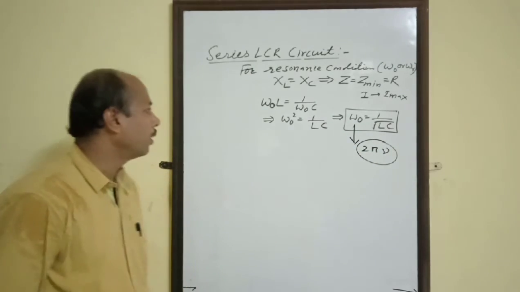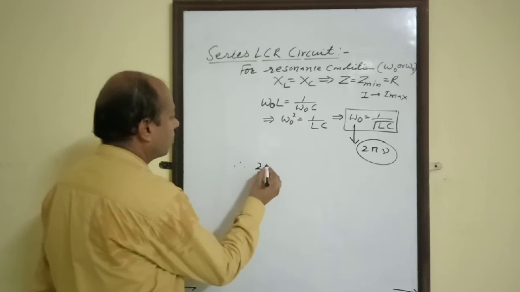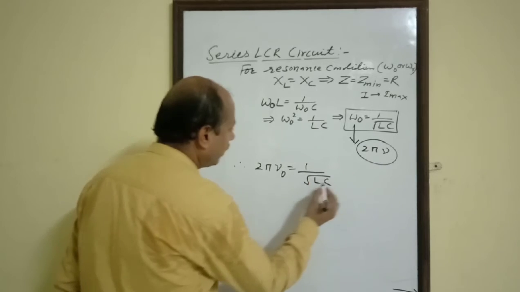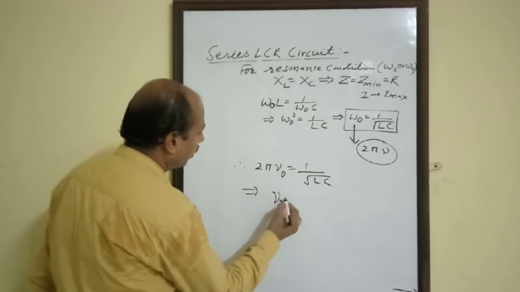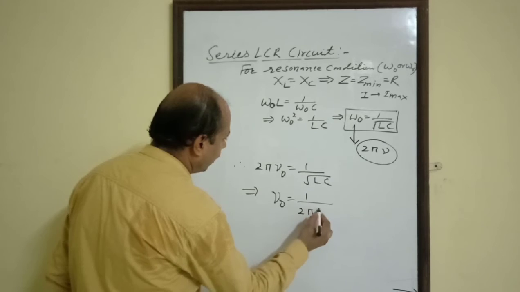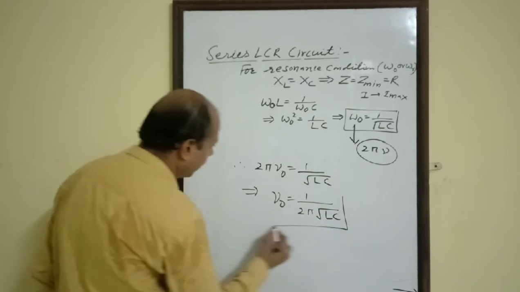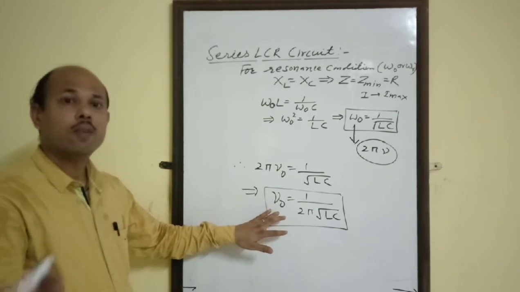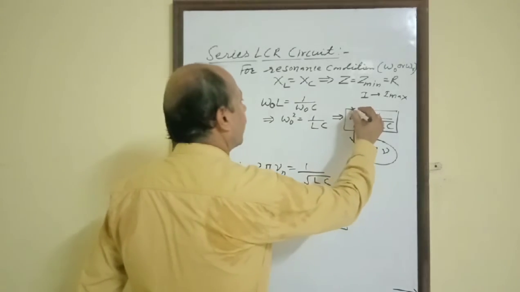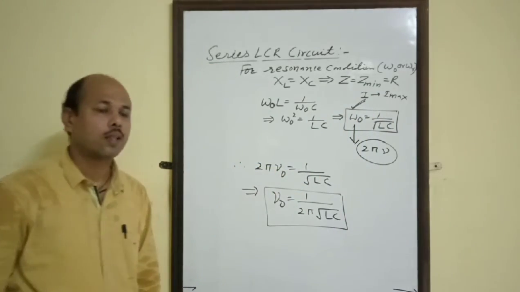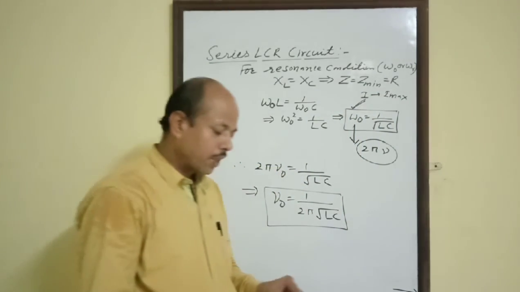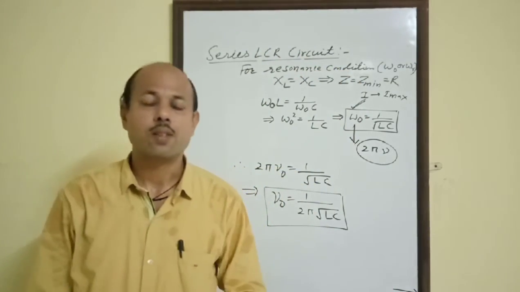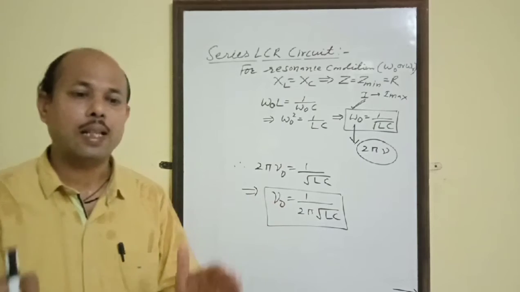If we have to write resonant frequency, we know that omega is 2 pi nu. Therefore, we can write 2 pi nu naught equals 1 by root LC, or nu naught equals 1 upon 2 pi root LC. This is known as resonant frequency, and the earlier one is the resonant angular frequency. So this is the combination of inductor, resistor and capacitor in series, known as series LCR circuit.